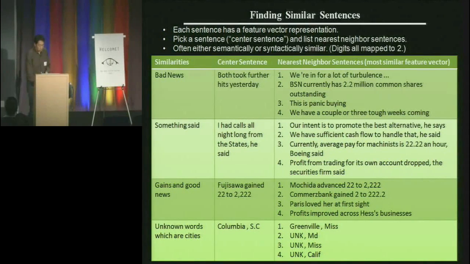So this example at the bottom, the things that are similar to Columbia, South Carolina are Greenville, Mississippi, and unknown word Maryland. UNK is the parser's annotation for a word that's never seen before. So even though it's never seen this word before, it knows that unknown word Maryland is probably a similar sort of thing as Columbia, South Carolina. That's pretty cool. Just a few more examples.